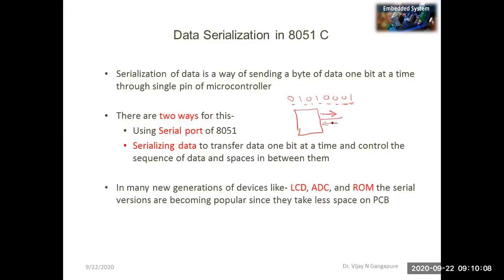Or if I am accepting bits serially, for example suppose on this pin I am receiving data serially, then I can receive this data serially and store that data internally. After receiving 8 bits of data I can store it somewhere in RAM, that is in a variable or in an array, etc. That is also called data serialization. So data serialization means sending a byte of data one bit at a time through a single pin of the microcontroller, or receiving a byte of data one bit at a time through a single pin of the microcontroller.